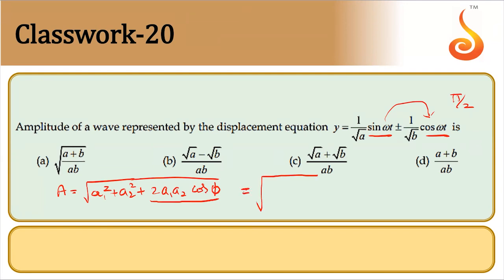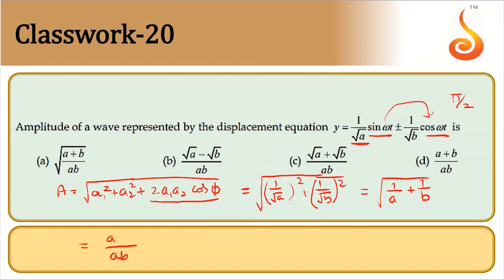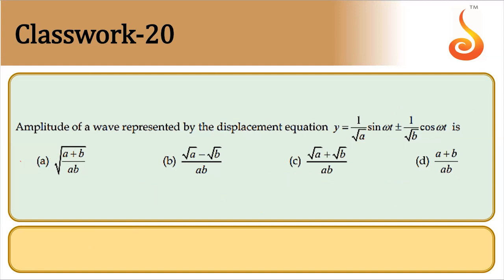Root of, the first one has amplitude 1 by root a, square, plus 1 by root b, square. That will be root of 1 by a plus 1 by b. Taking ab as the LCM, you'll get a plus b in the numerator under the root. That is option A. Yes, hope you have taken this. We'll move on to the next.